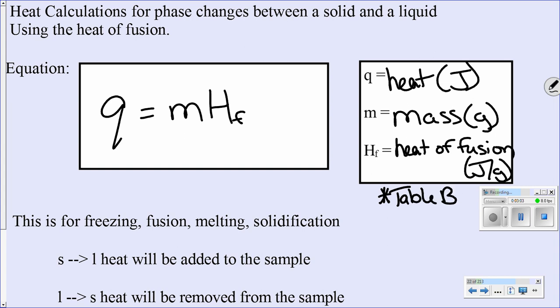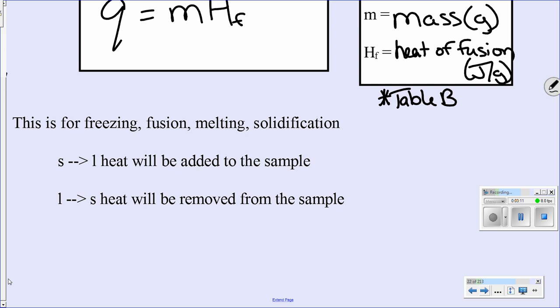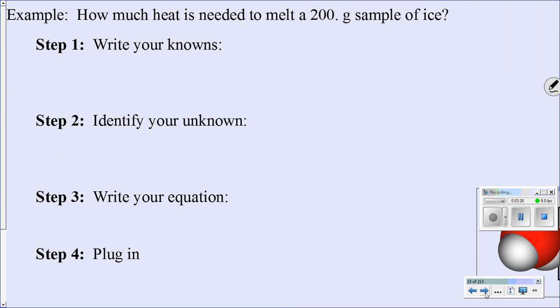There are other substances that are not on there, and you can do calculations with those. That value does have to be given to you at that point. So this is when we do anything like freezing, fusion, melting, solidification, whether or not we're adding or removing the heat doesn't matter so much in the calculation. We just have to understand it's the same quantity of heat, it's just whether or not we're adding or removing it. So we want to know how much heat is needed to melt a 200-gram sample of ice.